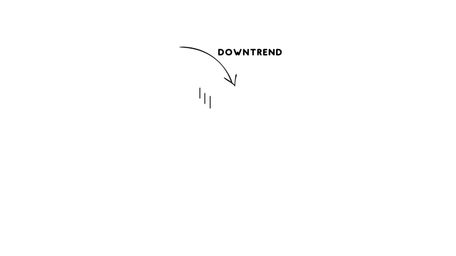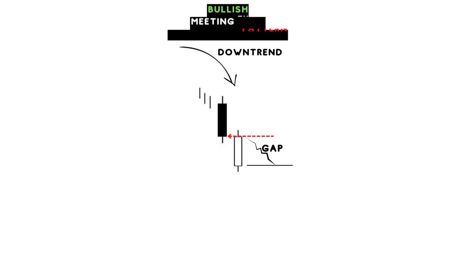In a downtrend, you will first see a long bearish candle. The next candle will open much lower as price gaps down, but will form a big bullish candle closing equal or close to the previous candle's close. This is the bullish meeting lines candlestick pattern.